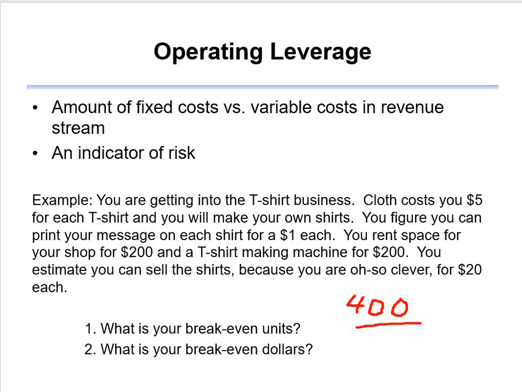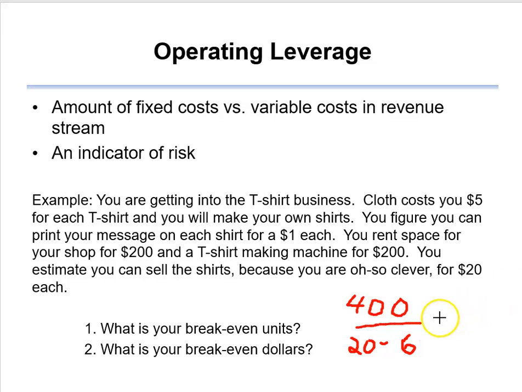What can we sell these suckers for? We're still oh so clever, so let's sell them for $20 minus our unit variable costs. $5 for each t-shirt, plus another $1 to put the message on our shirt, minus $6. You can figure. Okay, minus 6.